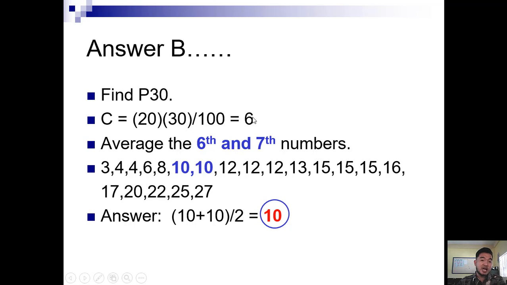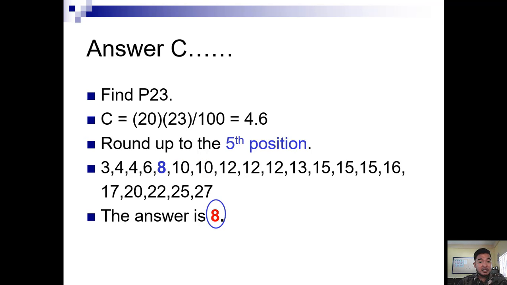Whole number na naman siya, kaya kukunin natin yung pang 6 at pang 7. And then we get the average. 1, 2, 3, 4, 5, 6, 10, and then 10. So definitely the average is 10. 30th percentile is equal to 10.